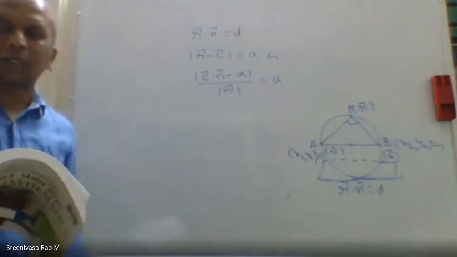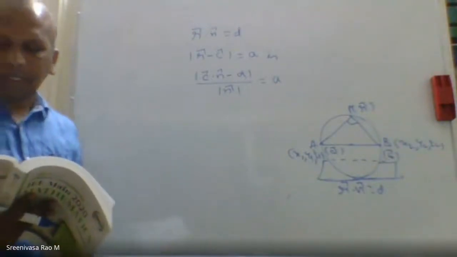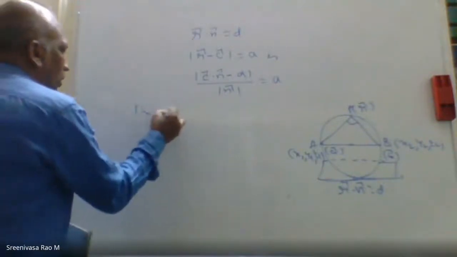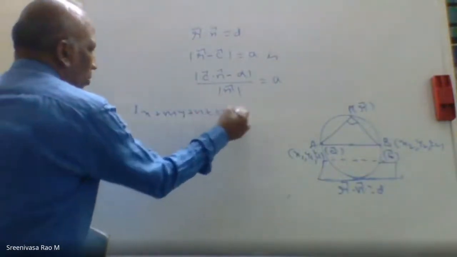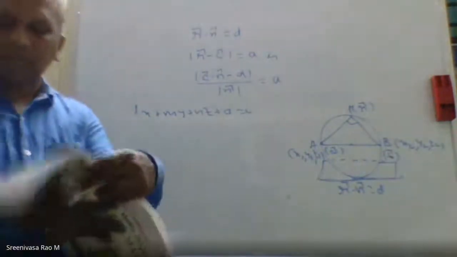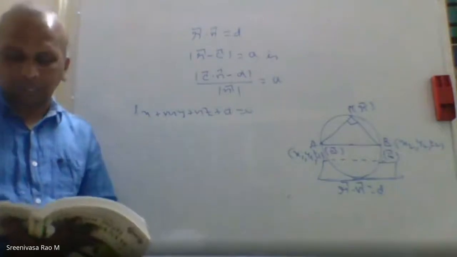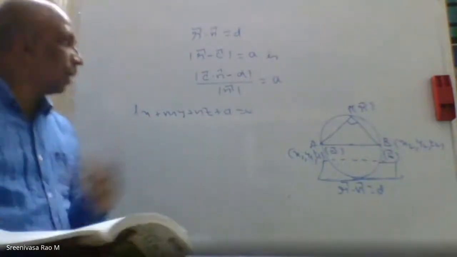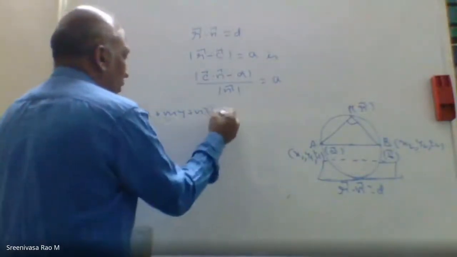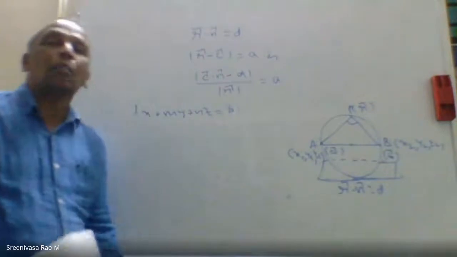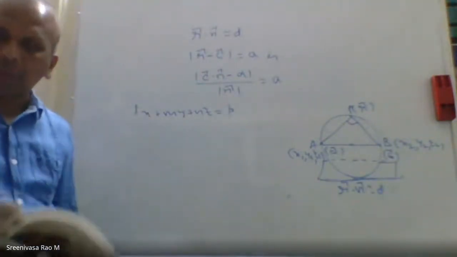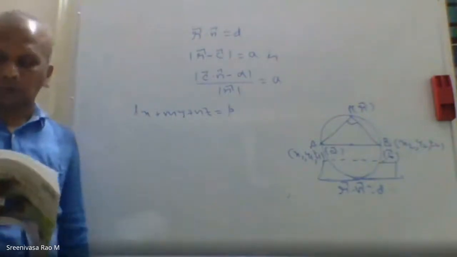Then you can write the Cartesian form. Condition for the plane lx plus my plus nz plus d equals 0. If you write this form, you will write only lx plus my plus nz equals p. This is the normal form. The condition for the plane lx plus my plus nz equals p.